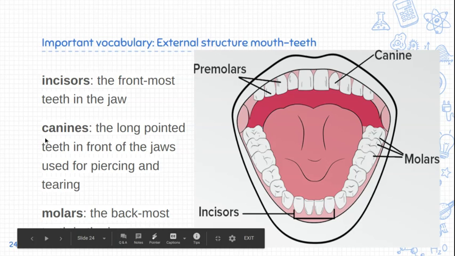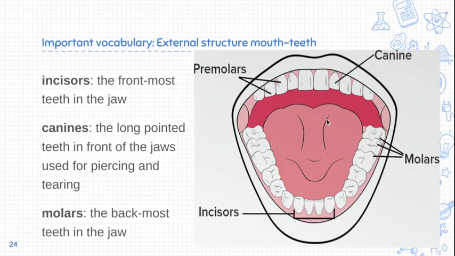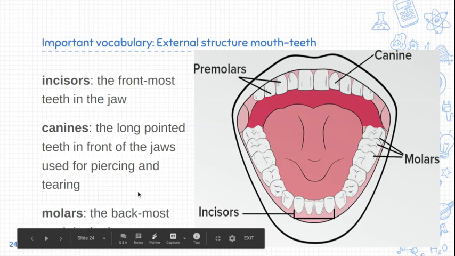The second part is called canines. So the canines are at the top, I think, the top left. No, the top right. So maybe feel your mouth a little bit, go in the middle, and then go to the right. Those teeth are called your canines. These are the long pointed teeth in front of the jaws used for piercing and tearing.